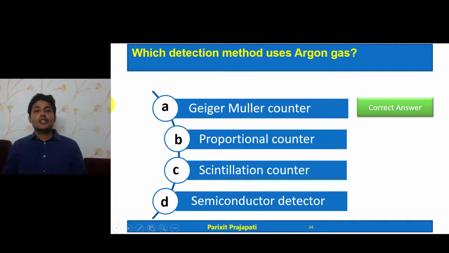In proportional counter, xenon and krypton gas are used. In scintillation counter, these gases are not used. Crystal of sodium iodide is used. Semiconductor detectors are themselves detectors.